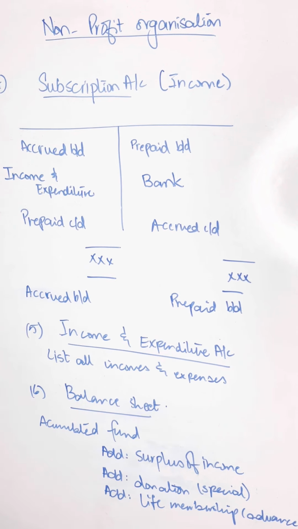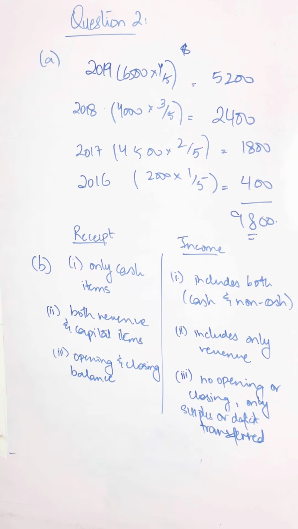So for the B part, you're supposed to list down the differences between the receipt and payment account and the income and expenditure account. So the receipt and payment account only records cash items. For instance, any cash that you have paid or any cash that you have received. Whereas the income and expenditure account records both the cash and the non-cash items, which means depreciation is also taken into account, which is a non-cash item.